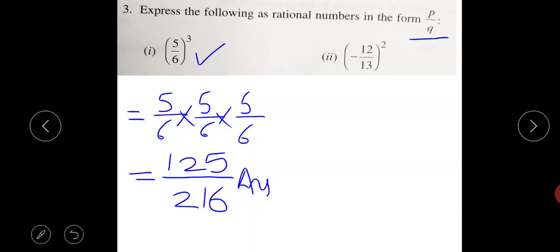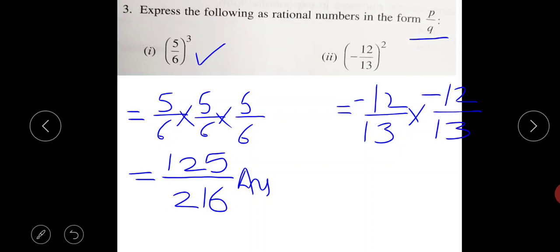Now part second is -12 upon 13 to the power 2. So -12 upon 13 multiply by -12 upon 13. It is equal to 12 multiplied by 12 is 144 upon 13 multiplied by 13, 169.